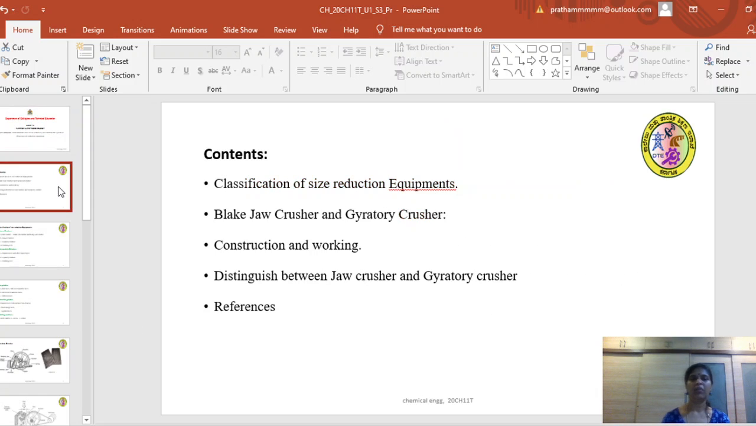In this session we will learn about the Blake jaw crusher and the Garrett crusher equipment, their construction and working. After learning these, we will look at the major differences between using the jaw crusher and the Garrett crusher. References and a video link have also been given for better understanding, and after this session you can go through those videos.